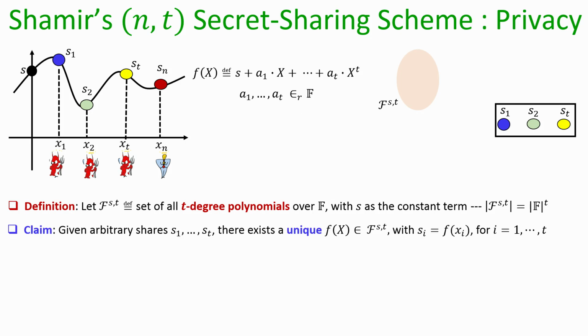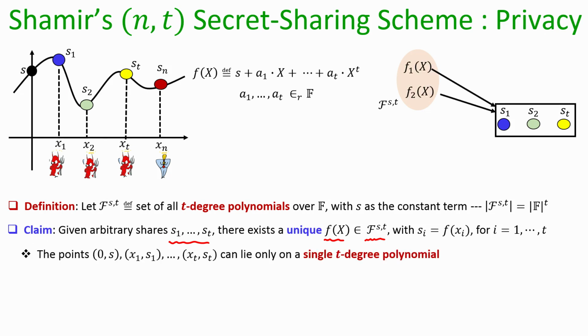So, to prove that, I claim here that if I take any arbitrary set of t shares s1 to st, there exists a unique polynomial f(x) belonging to the set F superscript s comma t, such that the shares s1 to st would have lied on that polynomial. And this is because I can't have two different polynomials f1(x) and f2(x) from the same set F superscript s comma t, which would have given me the same set of t shares s1 to st.